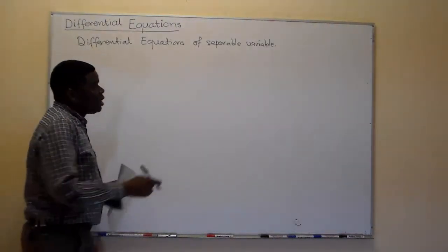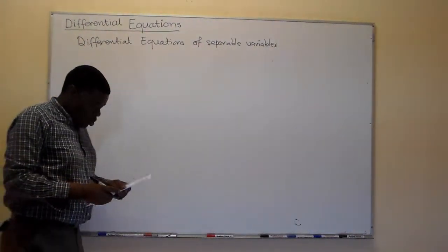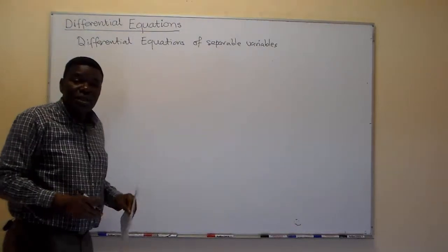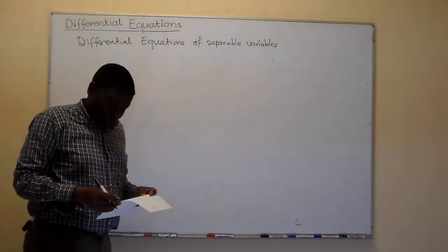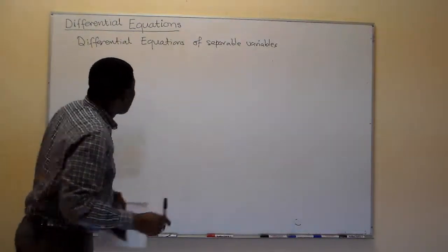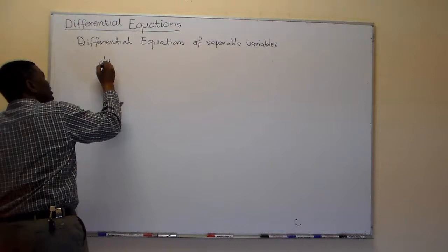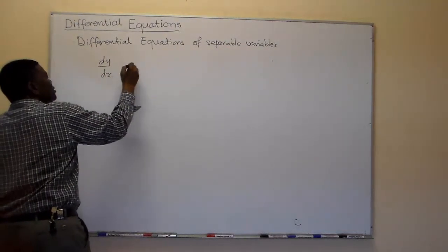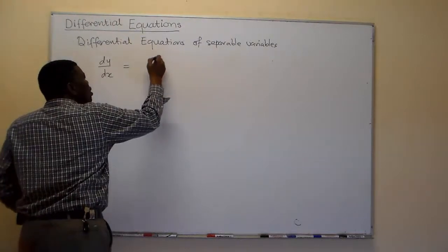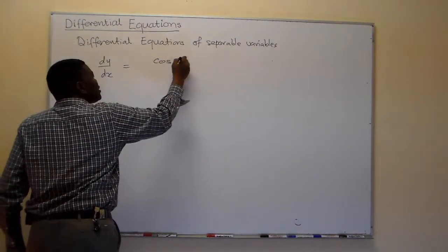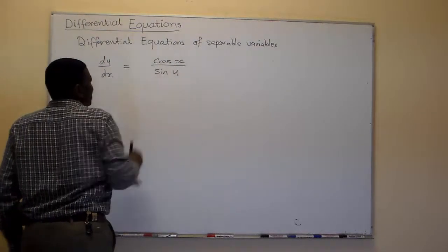Now our example, as you know, we're dealing with equations of separable variables. We just need to look at the equation and see how we can separate variables and then proceed with our process of solving the differential equation. Now we've got dy over dx equals 2 cosine x over sine y.